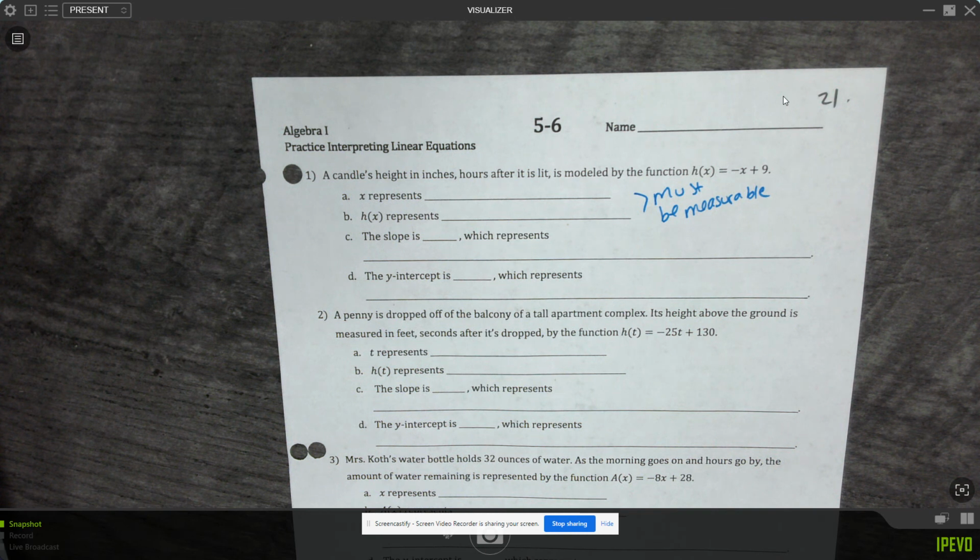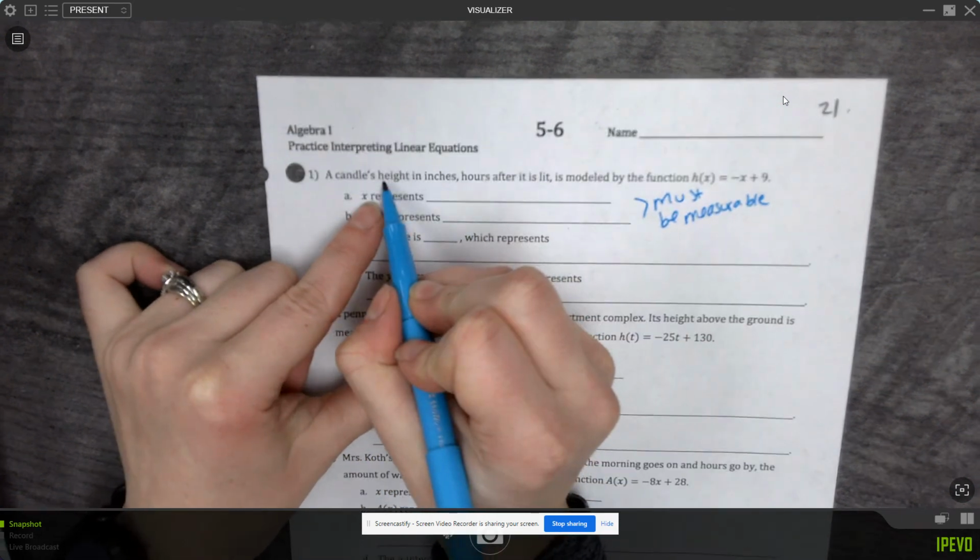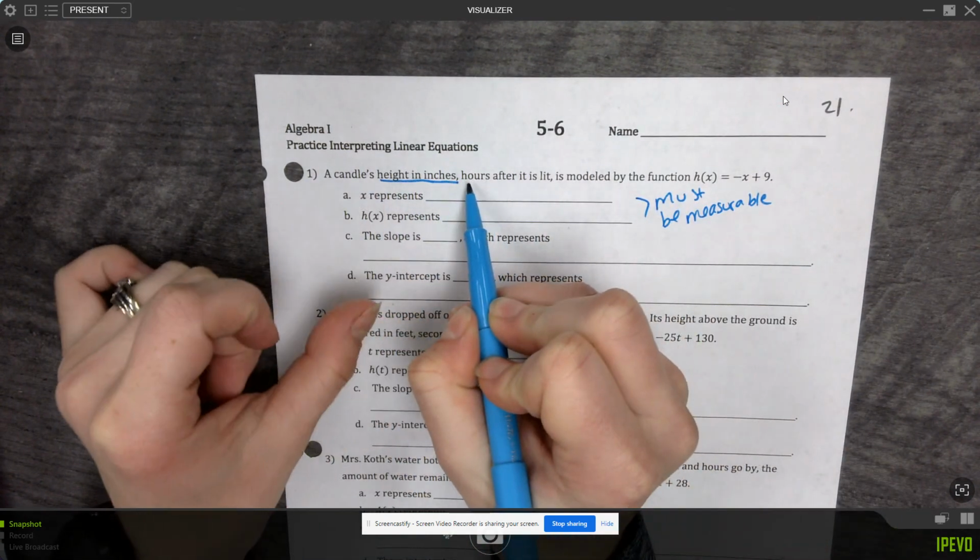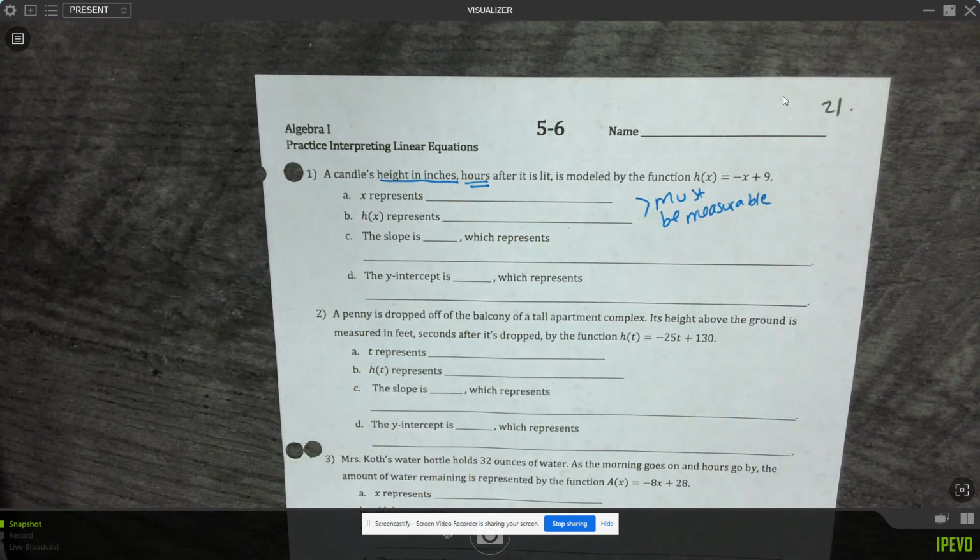So when you read your problem, x and h of x, it's not telling you here what they stand for. It doesn't specifically say x represents this. You got to figure it out. You are going to start by looking at the words and identify what 2 things are being measured. So a candle's height in inches, hours after it is lit. Those are the 2 things being measured, the height in inches and the hours. X represents one of them and h of x represents the other. And you don't get to just pick. There's a right and wrong answer.